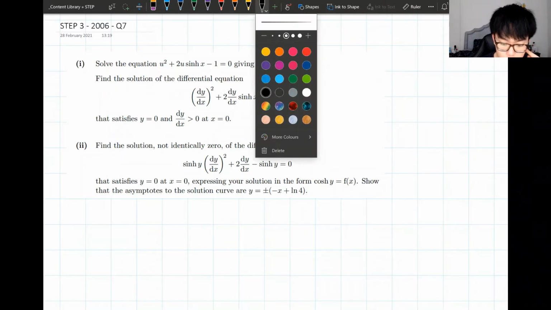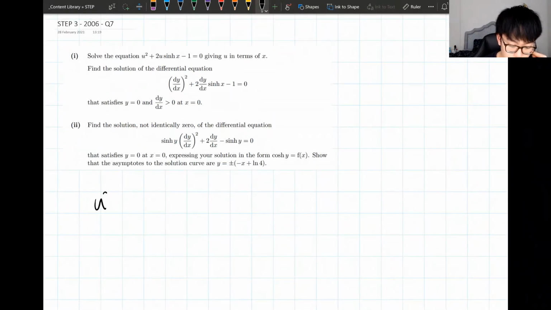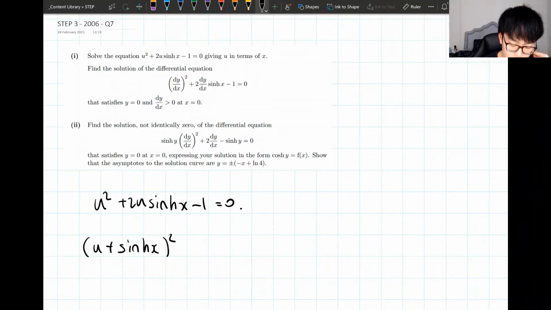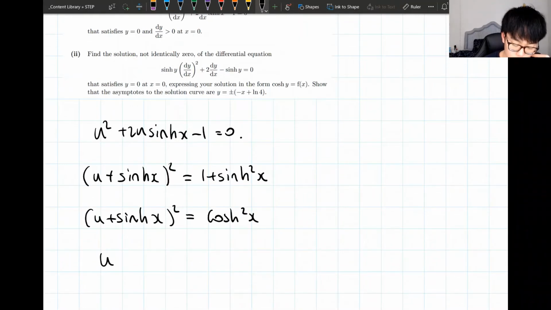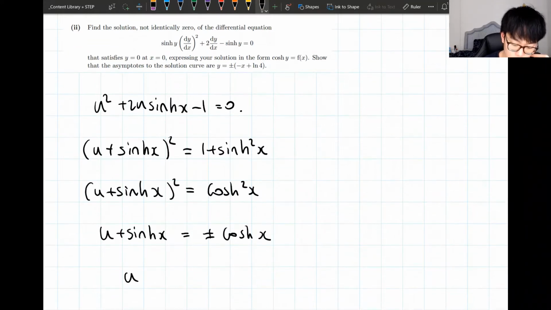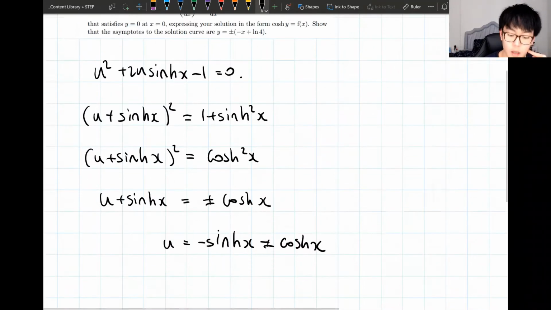Let's get started. And so we can see that we could do something like completing the square for the first part. Okay, so completing the square. Remember that cos square x minus sine square x is 1. And so we have our result. And so u plus sine x is equal to plus or minus cos x. And so u is therefore minus sine x plus or minus cos x. Okay, so not too bad.